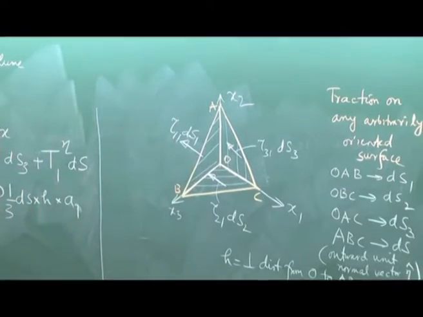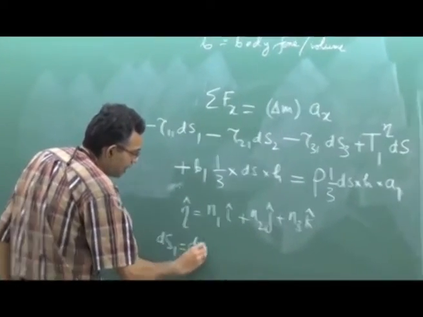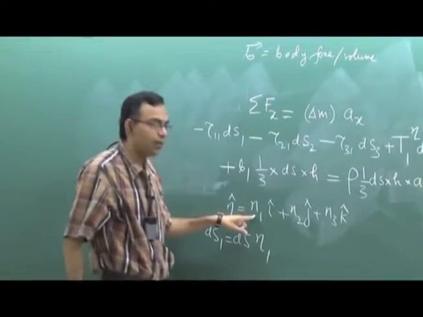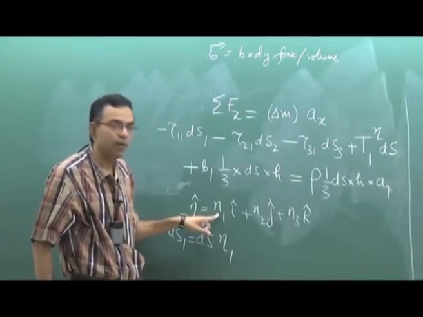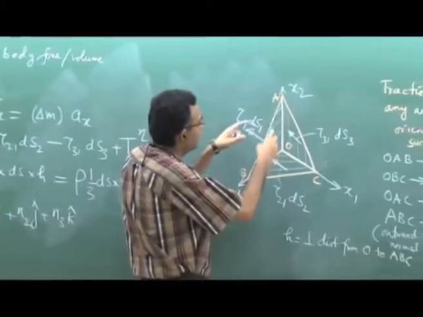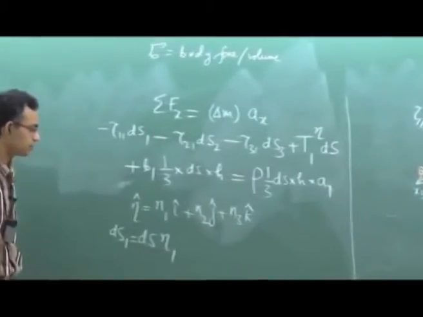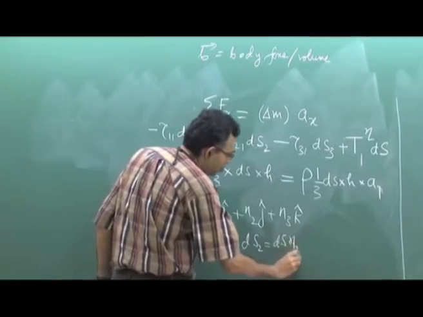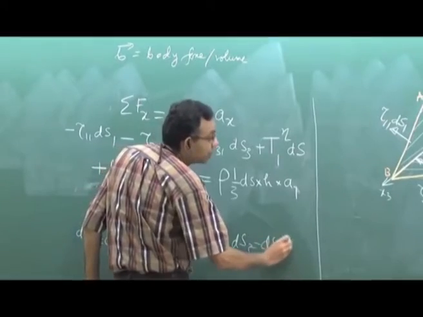So the normal components are such that dS1 is equal to dS into eta 1, right. If you take a dot product of this with i, you will get eta 1. Dot product of this with i means basically the component of eta in the direction of i. Similarly, dS2 is equal to dS into eta 2 and dS3 is equal to dS into eta 3.